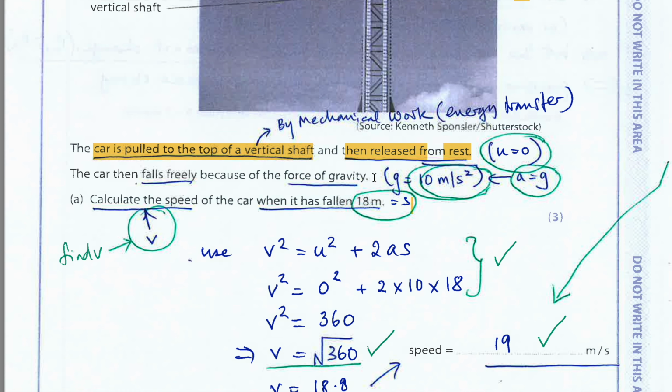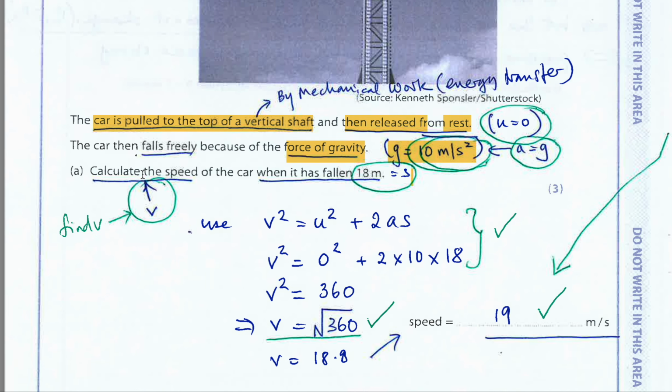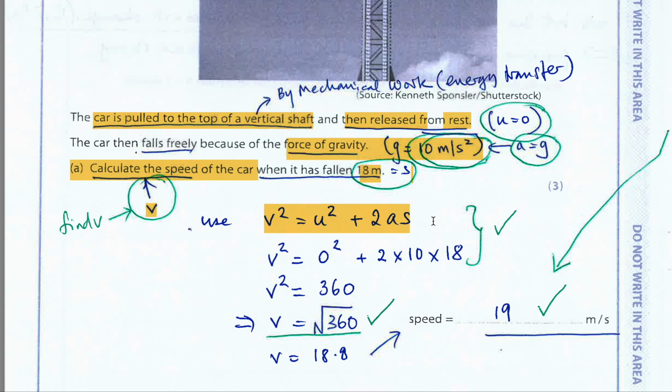Okay, so because of the force of gravity, that automatically means you've got to use g is 10, which I highlighted at the beginning, that this is the value you use for GCSE. They want you to calculate the speed of the car when it has fallen a distance s of 18 meters. So they want you to calculate v. That's what you've got to do. So again, you're using v squared equals u squared plus 2as, which I highlighted in the equations at the front. So this equation is given to you.